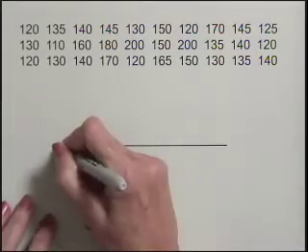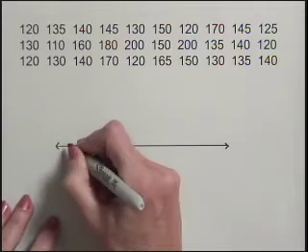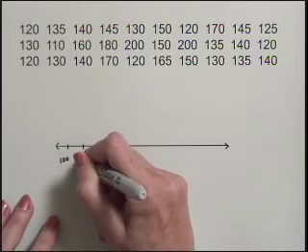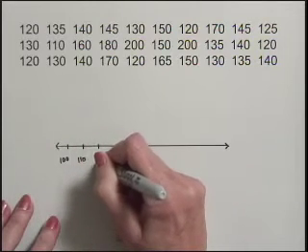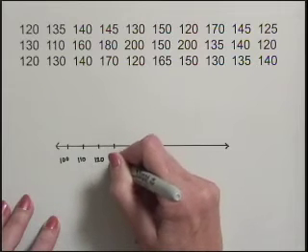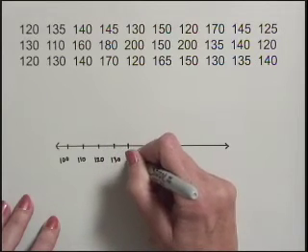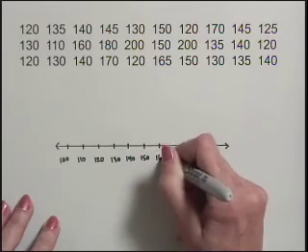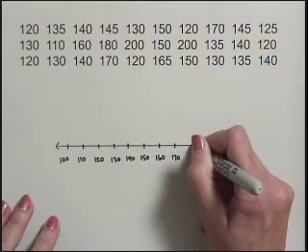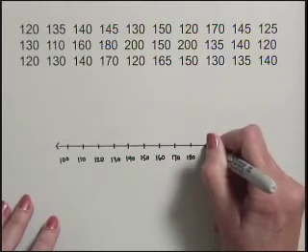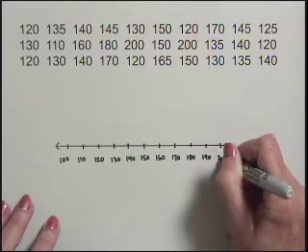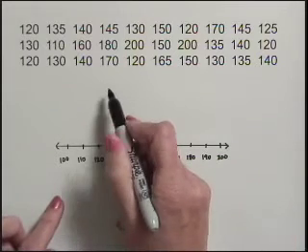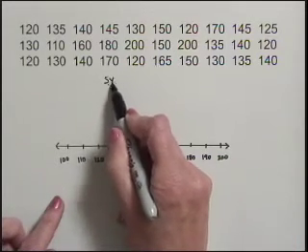And we're going to start with the value of 100, and then let's just move up by tens. So we're going to have 100, then this will be 110, we'll have 120, 130, 140, 150, 160, 170, 180, 190, and then 200. Now, to work with a dot plot, what we're going to do is first give it a title. Let's just call this systolic blood pressure.